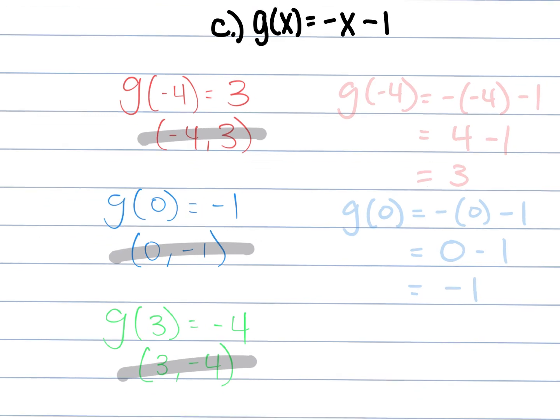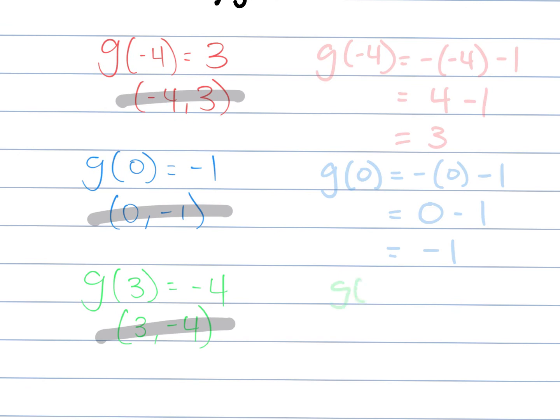And for the last one, when you plugged in 3, you should have gotten g of 3 equals negative, and then in parentheses, 3 minus 1. What's negative times 3? -3. What's -3 minus 1? -4.